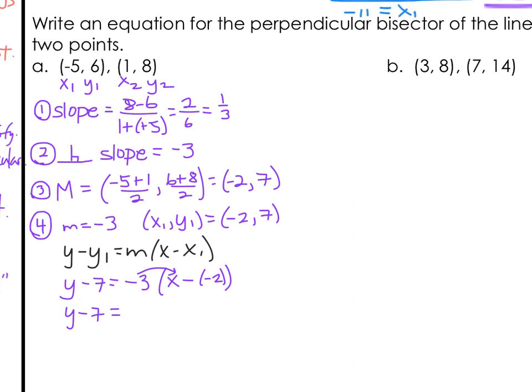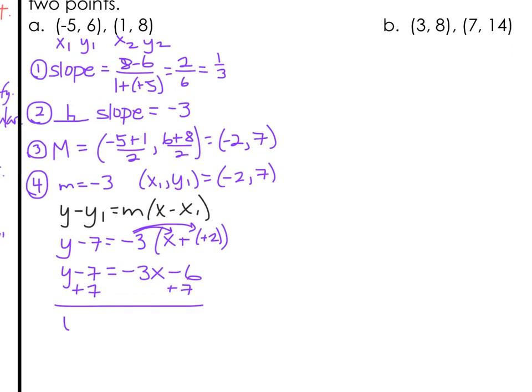Distribute the negative 3 in to get rid of the parentheses. And we have minus negative 2, so that actually became plus. If we distribute the negative 3 in, we have negative 3x, and then negative 3 times positive 2 is going to be negative 6. Last but not least, to get y by itself, I'm going to add 7 to each side. And the equation for the perpendicular bisector is this. y equals negative 3x plus 1. That would intersect the segment joining the points at negative 2, 7, and it would form a 90-degree angle.